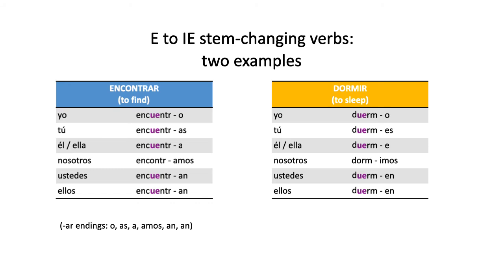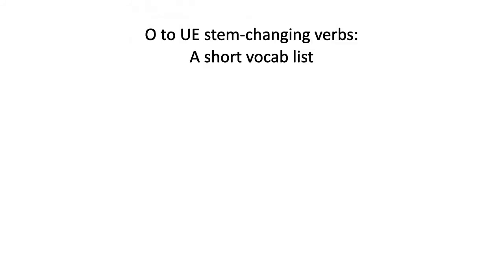Right? It's not dormo, dormes, dorme because it's an O to UE stem changing verb. And where did I get those endings? They are your standard ir endings. O, es, e, imos, and en. Right? Dormir. It's an ir verb. Okay? So these are O to UE stem changing verbs. Let's look at a few of these.